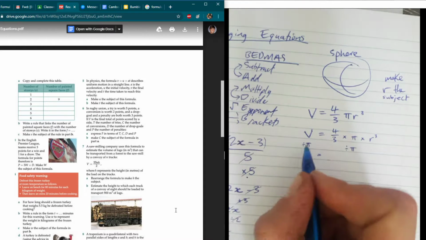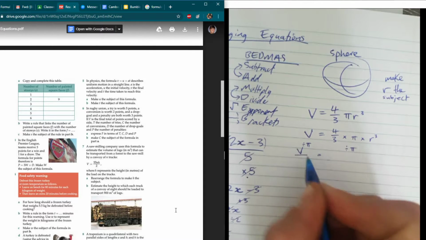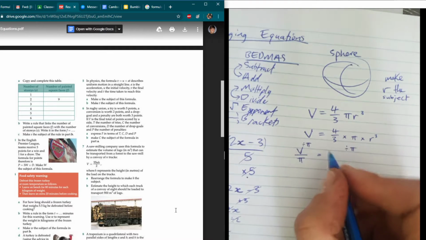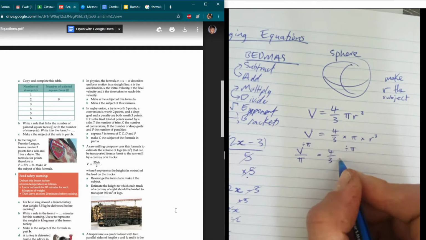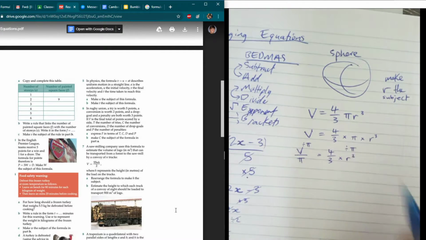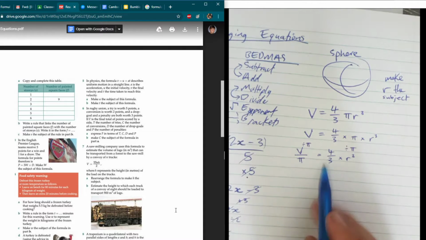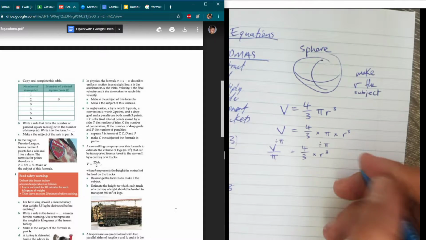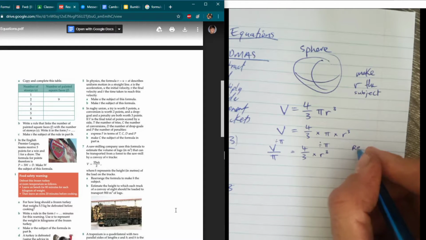So here we're left with v over pi, and over here we're left with 4 over 3 times r cubed. So to get rid of 4 over 3, it's being multiplied here, we could divide by 4 over 3. But there's a really handy trick with fractions. It's called a reciprocal.